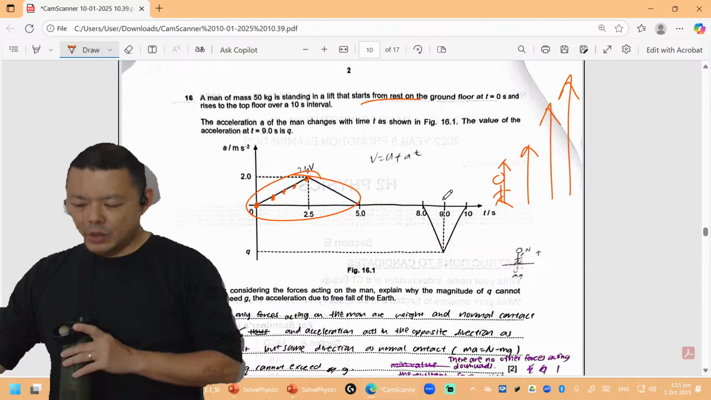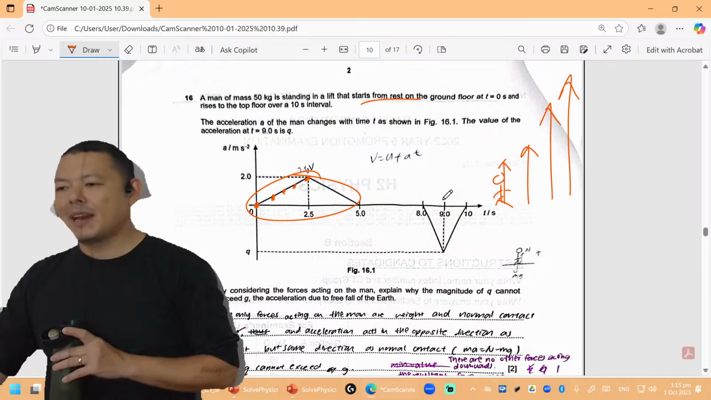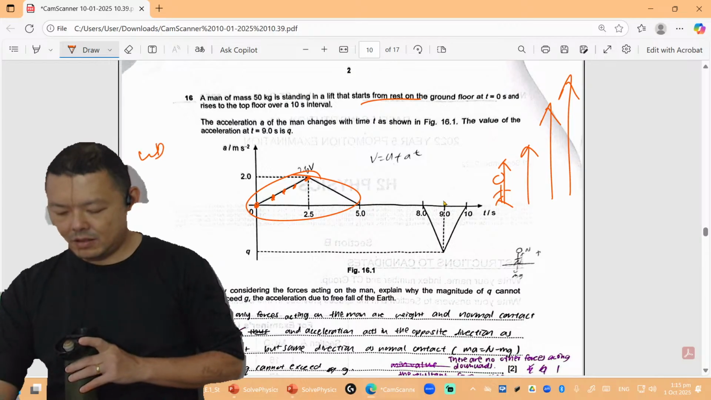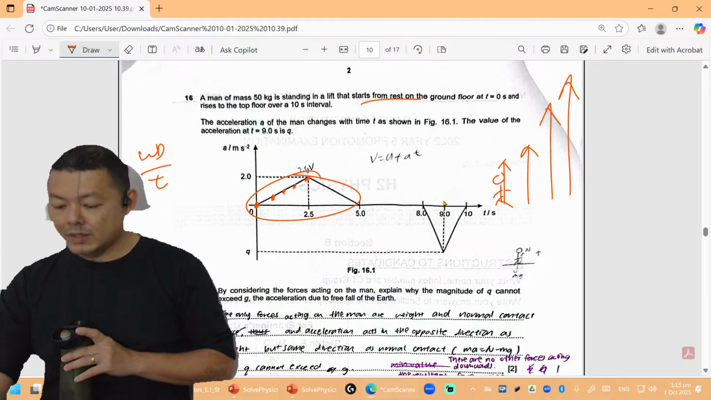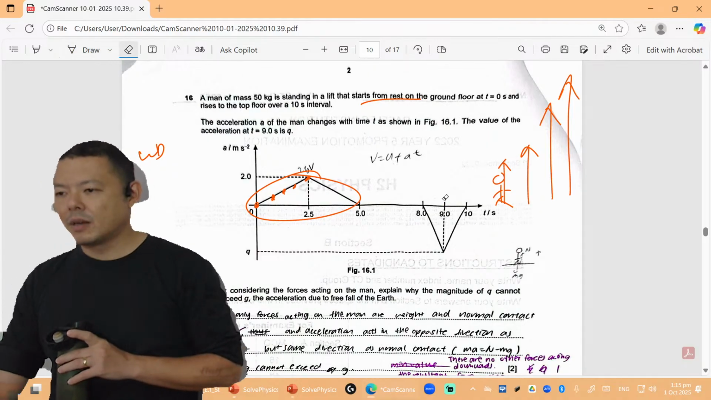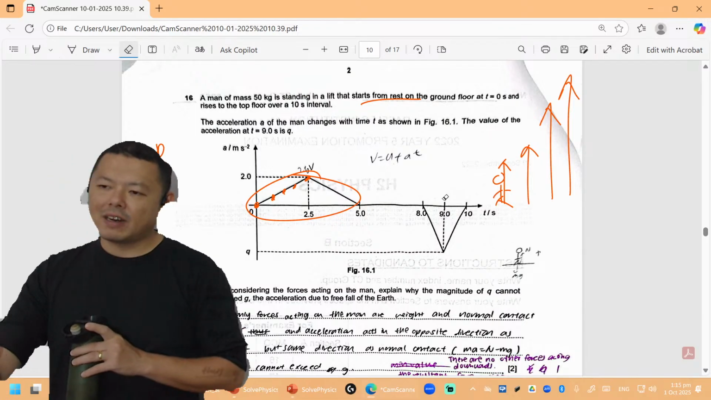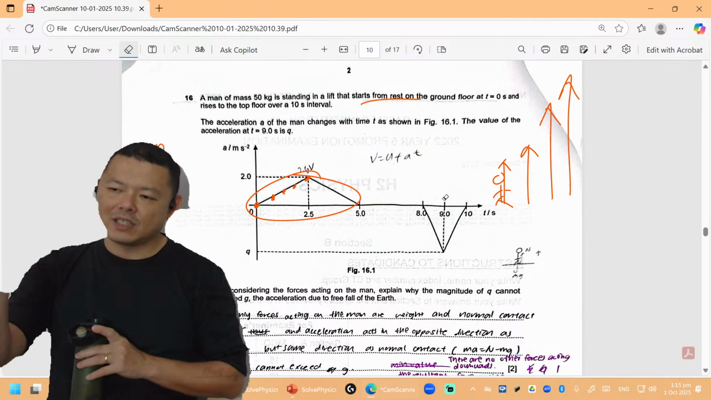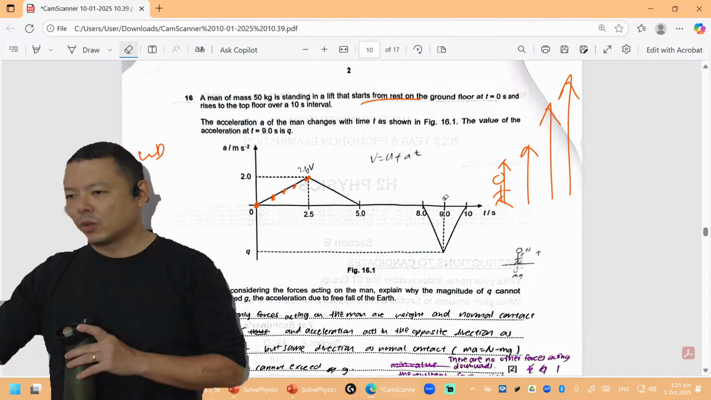Okay, work done on the man, right? What does the man gain? Sorry, work done on the man. What does the man gain? The man gains KE and GPE. So if you can calculate his final KE and his final GPE after the 5 seconds, you will get the total answer.